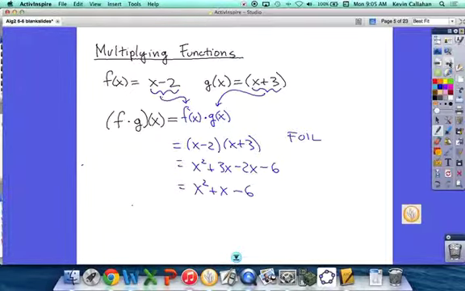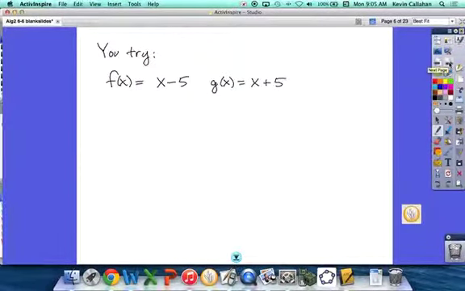Okay. So try that one. Remember, same piece of paper which you can hand in at the end. Oh, I didn't even write this down. Try to do the f dot g of x.